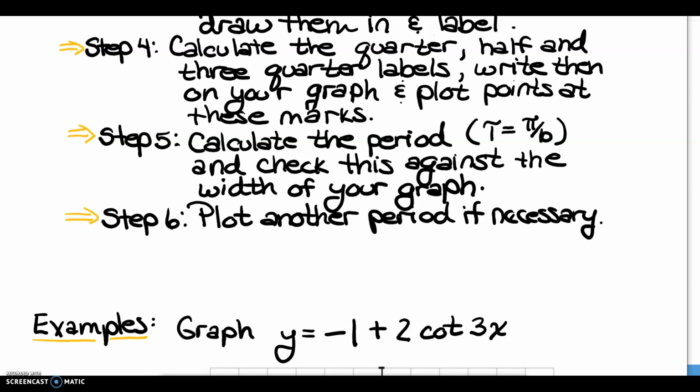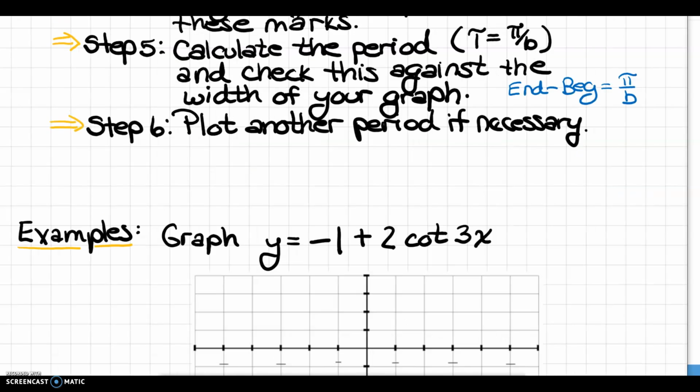Step number 5, calculate your period and check this against the width of your graph. Your period should equal the end minus the beginning that you calculated in step 3, and that should be your pi over b. And then plot another period if that's necessary.